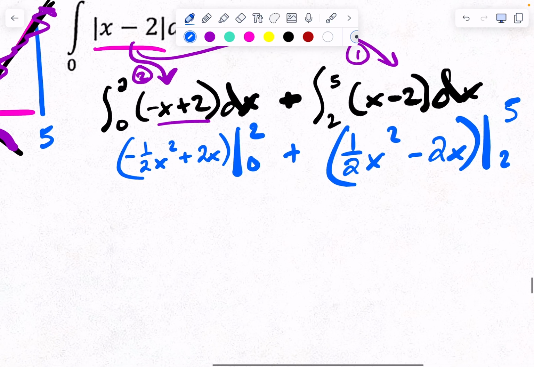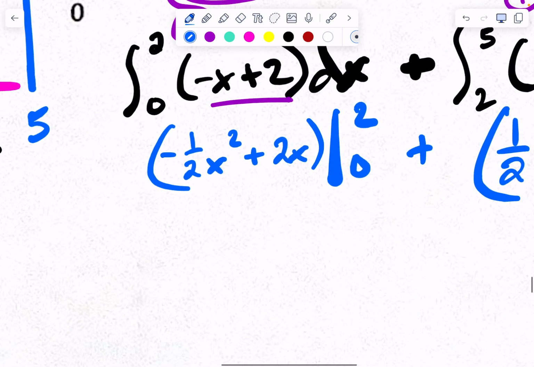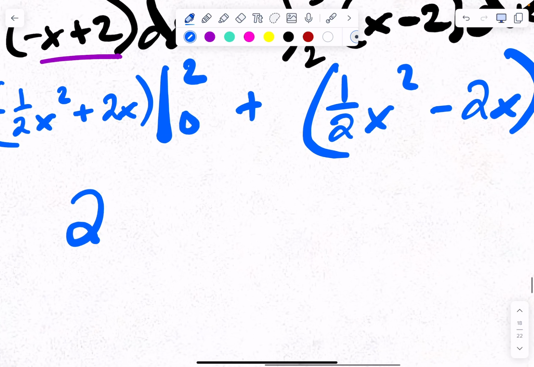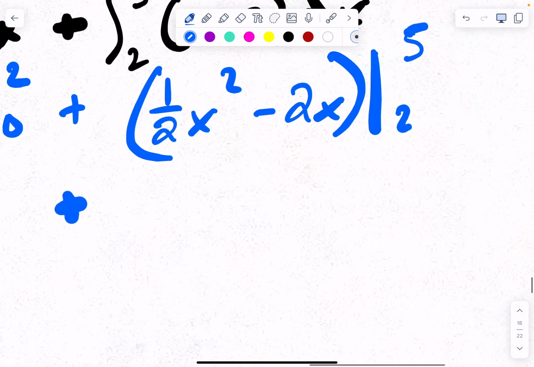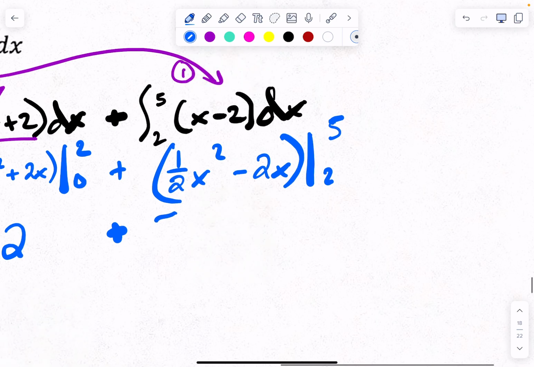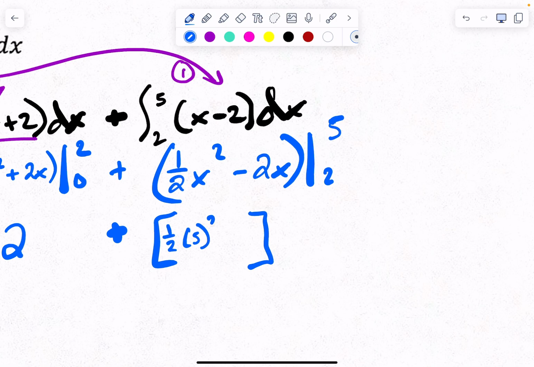Are we okay? So for this one, we're going to plug in 2 and plug in 0. You plug in 2, you get 2, and you plug in 0, you get 0. So this area is 2. Plus, if I plug in 5 and 2, we have to do a little bit of work. If I plug in 5: 1/2 times 5 squared minus 2 times 5, minus 1/2 times 2 squared minus 2 times 2.